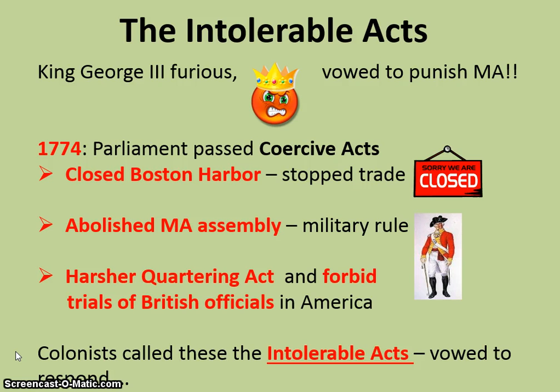First, they closed Boston Harbor, a major center of trade for the colonies. They abolished the Massachusetts Assembly and brought Massachusetts under military rule, so Massachusetts lost the right of representative self-government. They installed a harsher quartering act and forbade trials of British officials. So we look back to the Boston Massacre and the trial of the 8 soldiers: there would be no more trials in the colonies of British soldiers. The colonies called these the Intolerable Acts. Again, intolerable means not to be accepted. And they vowed to respond.